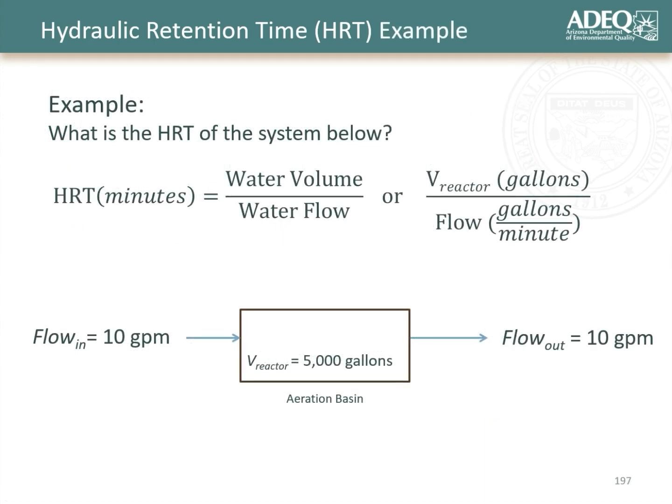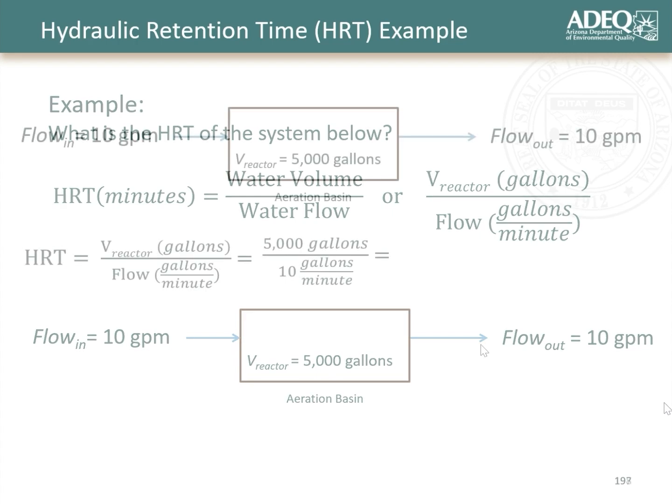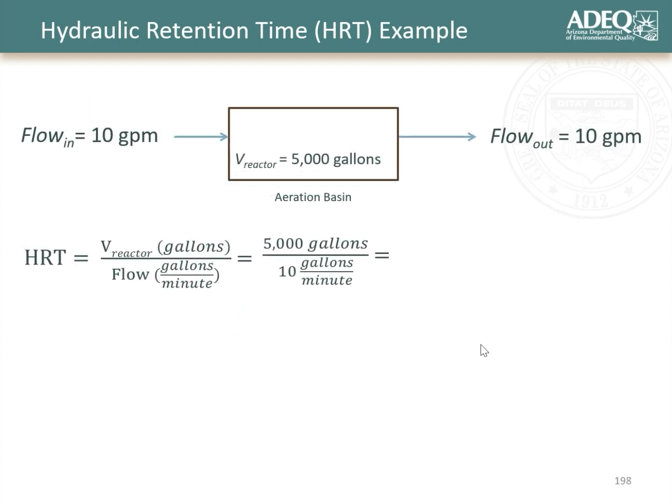So let's walk through an example, a hydraulic retention time calculation. Let's assume you have a reactor or a clarifier, something that's 5,000 gallons. And the flow into the reactor is 10 gallons per minute, and the flow out is 10. So we've got a steady state situation. What is the retention time within this reactor? Well, we take our equation, the volume of the reactor divided by the flow. The volume of the reactor is 5,000 gallons. The flow is 10 gallons per minute.